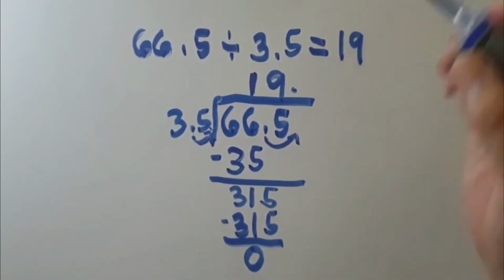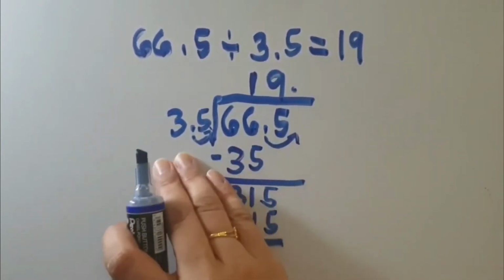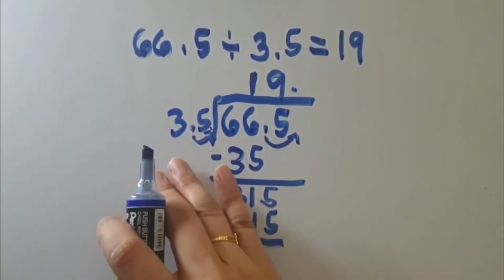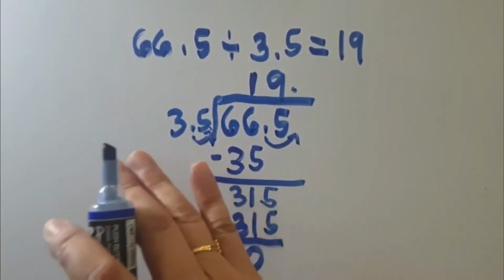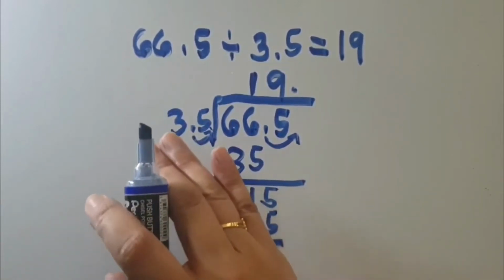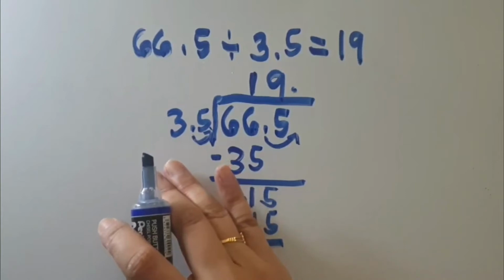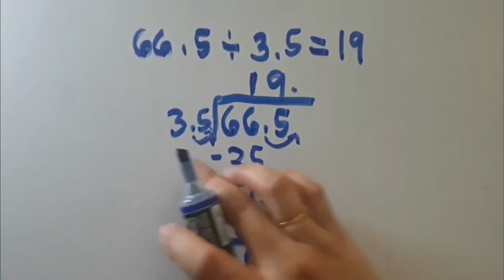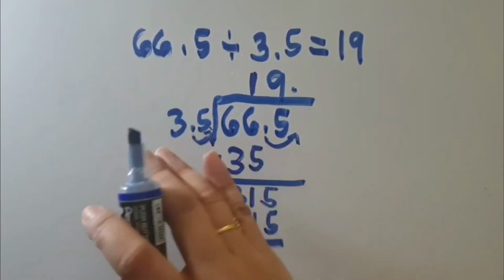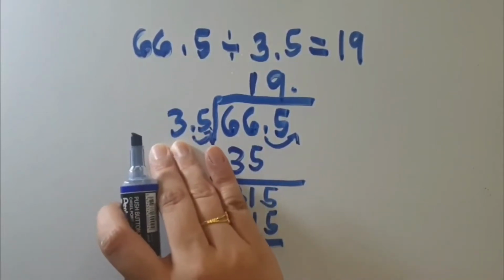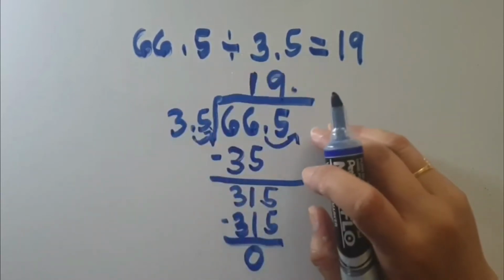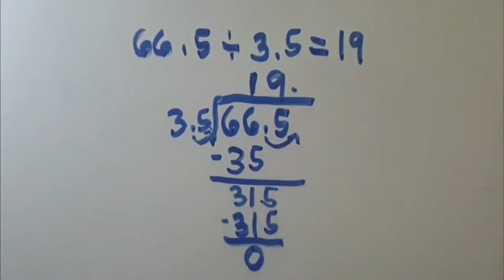So, again, you have to look first at your divisor. See if you need to move the decimal point. You have to move the decimal point at the end to make it a whole number. And to do that, you have to multiply it by the power of 10. In this case, we only need to move it once to the right, that means we just multiplied it by 10. And whatever you do with the divisor, you must do it also with the dividend.